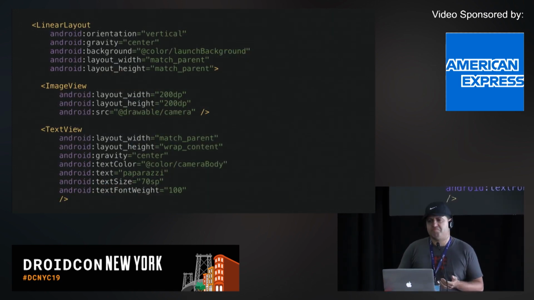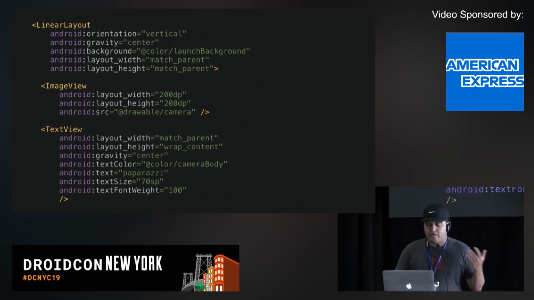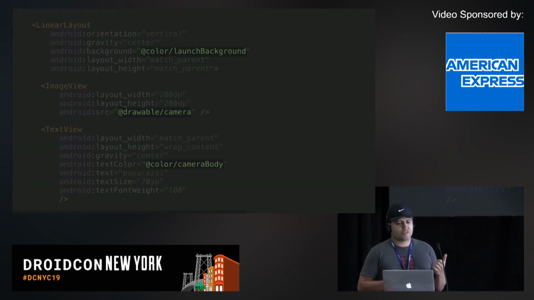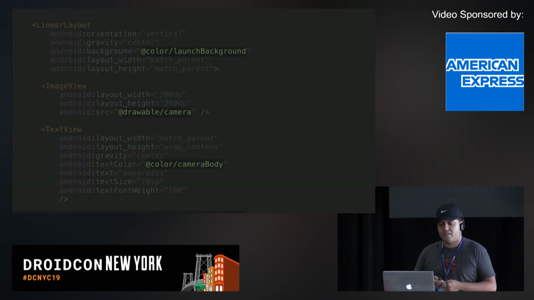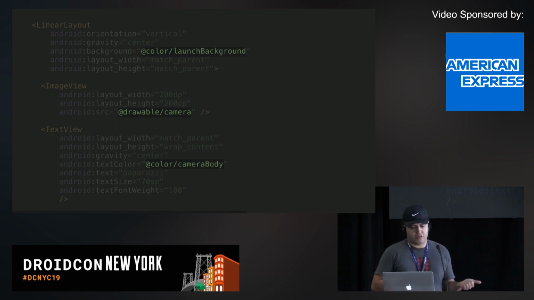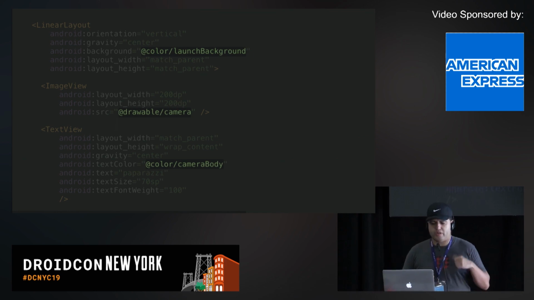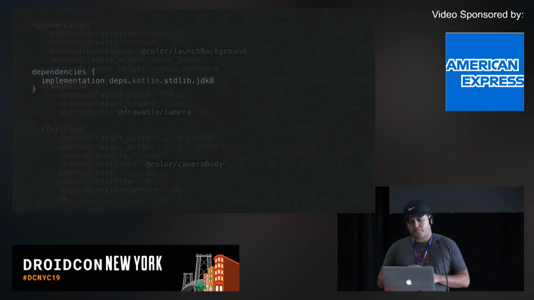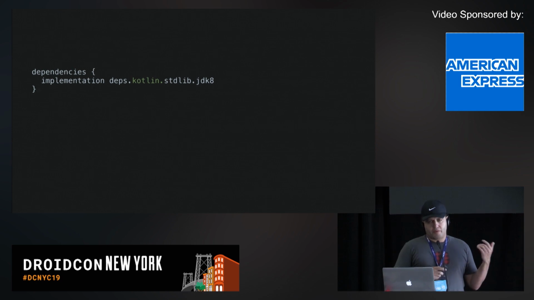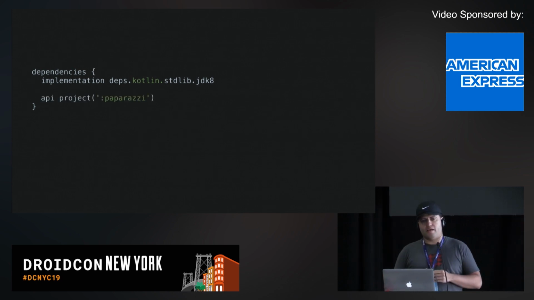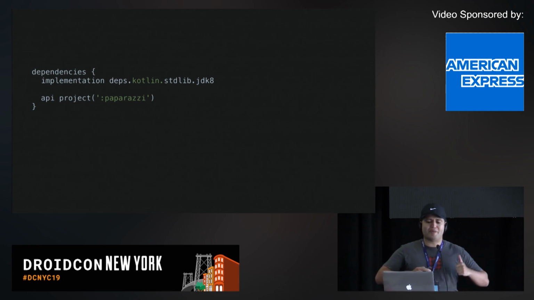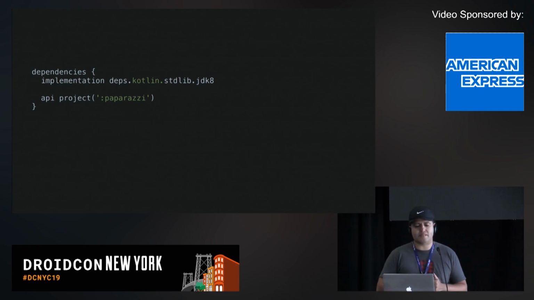So let's start with a simple example. The simple layout has 3 resource references: a color drawable, an image drawable, a bitmap drawable, and another color drawable. Using Paparazzi, you would go to your dependencies block and add a direct dependency on it. In this case, it wouldn't be the project dependency, it'd be an external binary dependency on Maven Central.